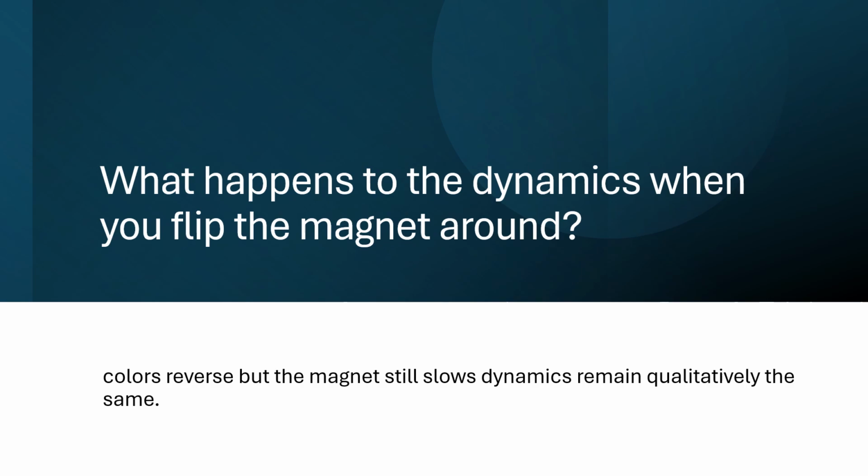Next question. What happens to the dynamics when you flip the magnet around? Well, simple answer, the colors would reverse, but the magnet still shows dynamics remain quantitatively the same. This is because by Lenz's law and the force expression on a dipole, the magnetic damping still opposes the magnet's motion. So flipping the magnetic dipole flips the sign of the flux change, and thus the ring currents, and also flips the sign of the dipole. So the product determines the force remains such that it opposes the motion, meaning it will be the exact same, just in the opposite direction. So colors reversed.